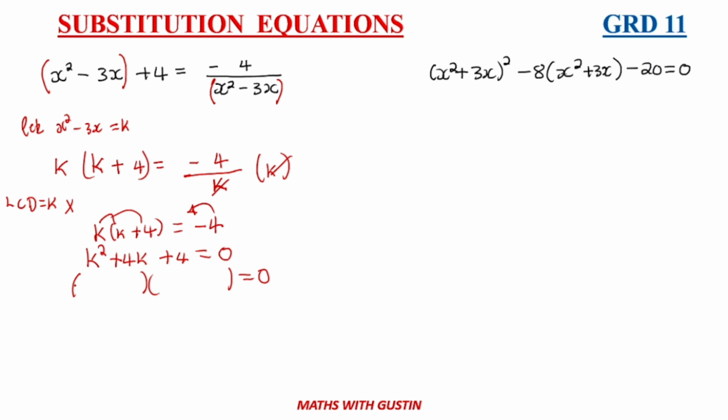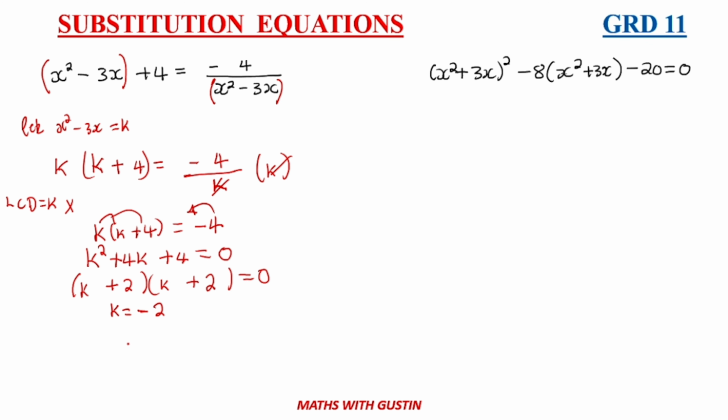So it's going to be k here and k there. What are the two numbers that, when we multiply them together, give us 4? It's going to be 2 and 2, and when we add them together, they must give us 4 again. So it's going to be plus 2 here and plus 2 there. So the answer is k is equal to negative 2.